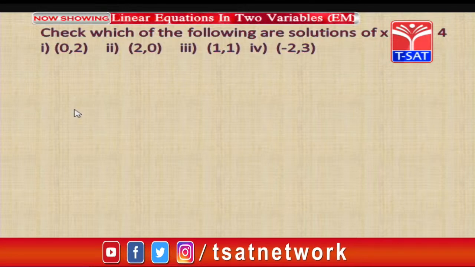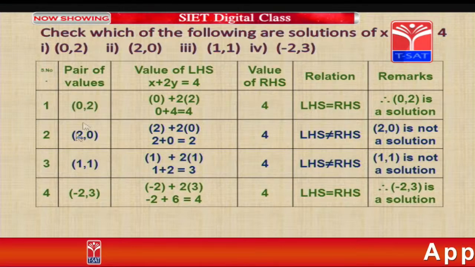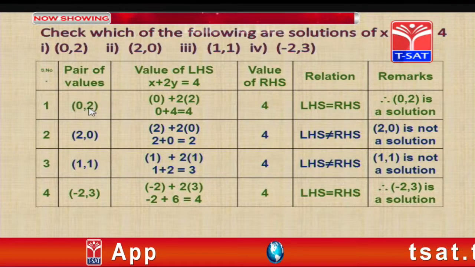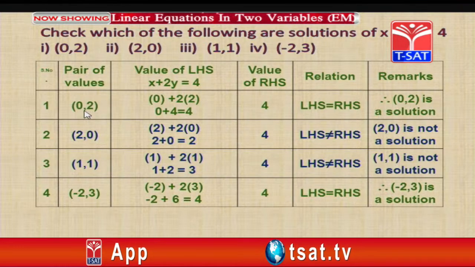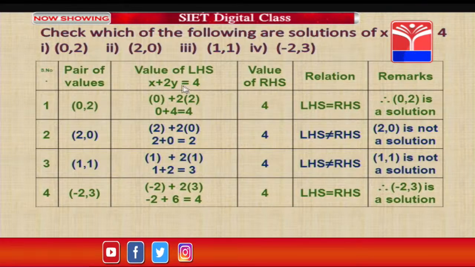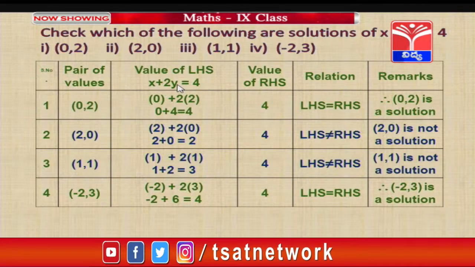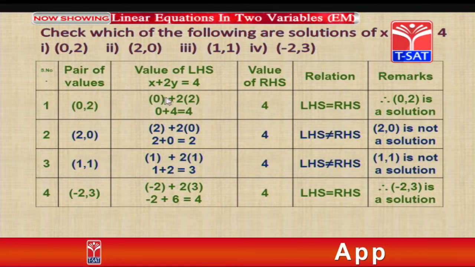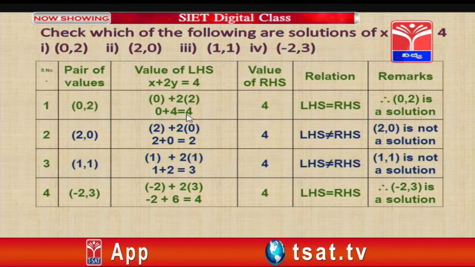So, we will start with the table form, please see. Now, please see the serial number and the pairs of values, or you can say ordered pairs. First one is 0 comma 2. The equation is x plus 2y is equal to 4. In place of x I write 0, in place of y I write 2. 0 plus 2 into 2, how much is it? 0 plus 4, which is equal to how much here? 4.